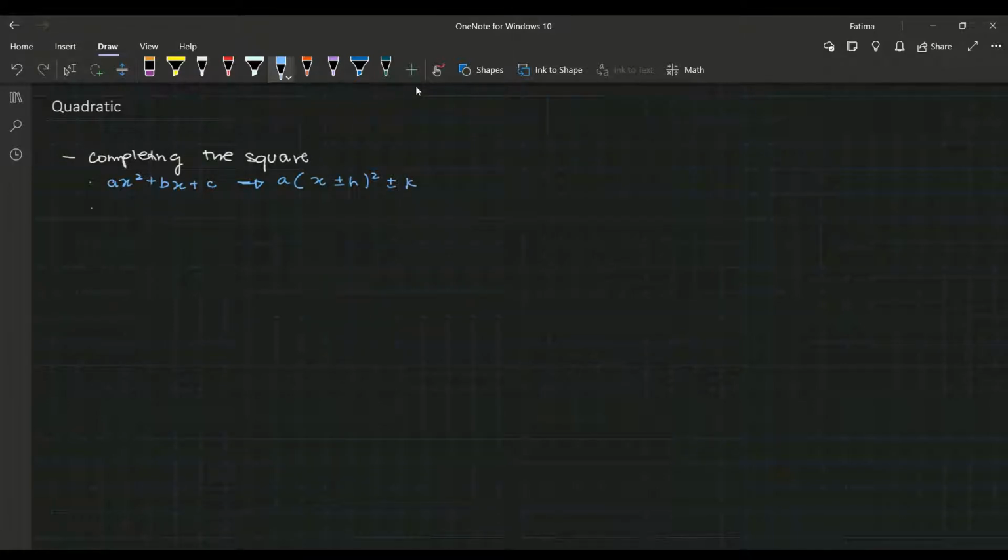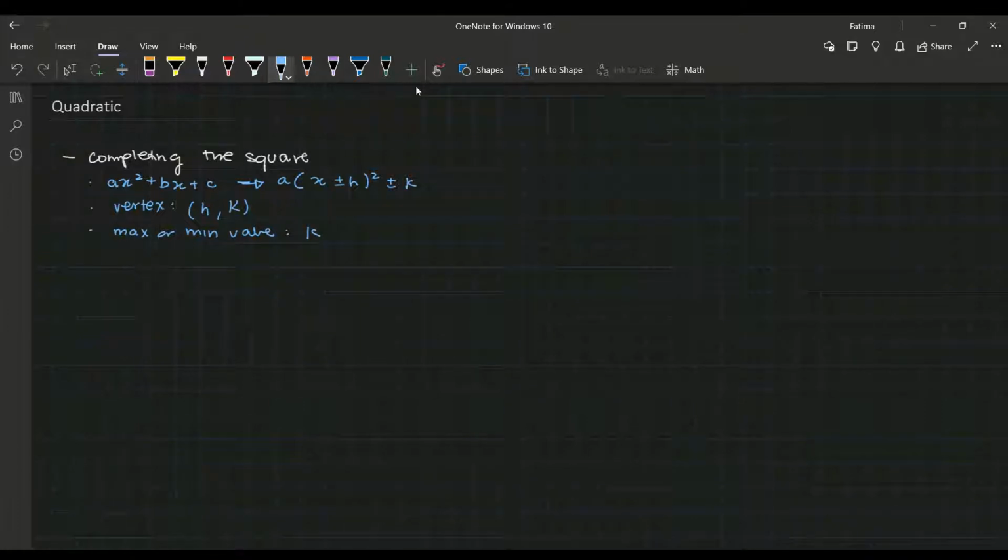Now the reason why we use the latter form, the completed square form, is because we can retrieve two types of information from it. The first one is the coordinates of the vertex, and that is given by h and k. The second is the maximum or minimum value. That is given by k.